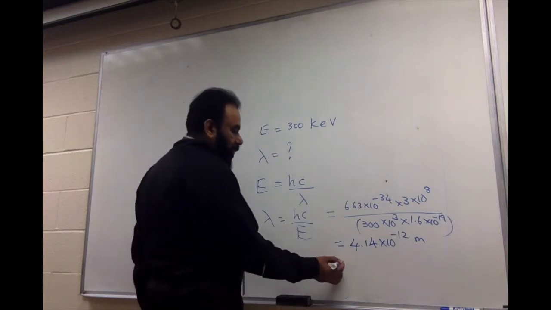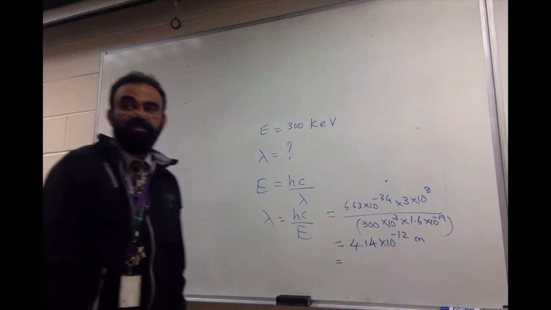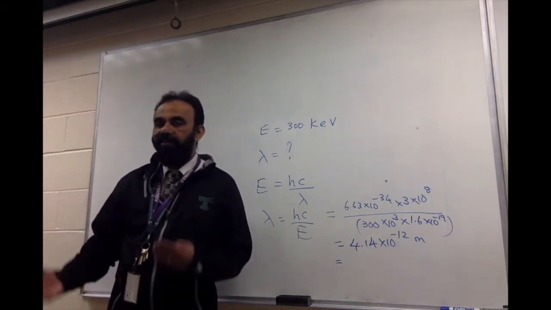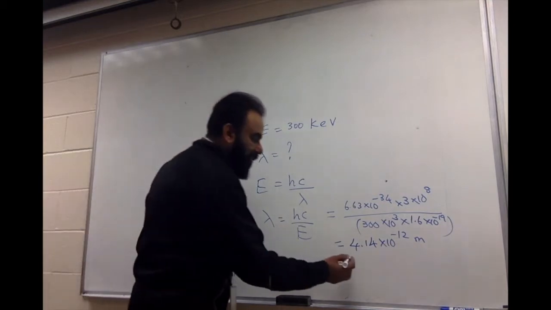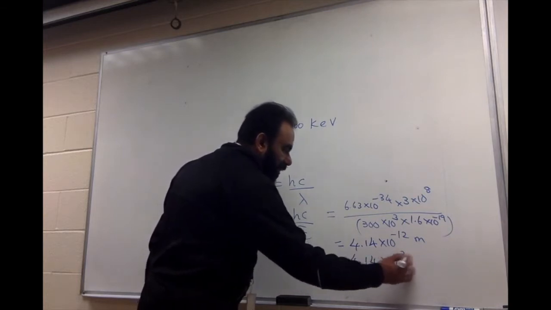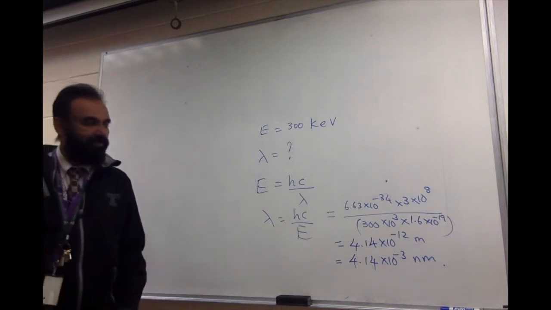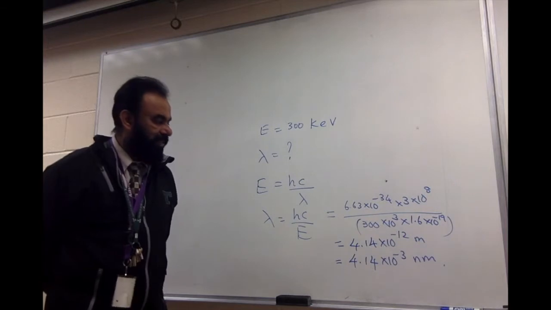It's always good practice to express this in nanometers, because visible light wavelengths and everything are compared in nanometers. So 4.14 times 10 to the power minus 3 nanometers. That's how small it is. So the wavelength is 4.14 times 10 to the power minus 3 nanometers.